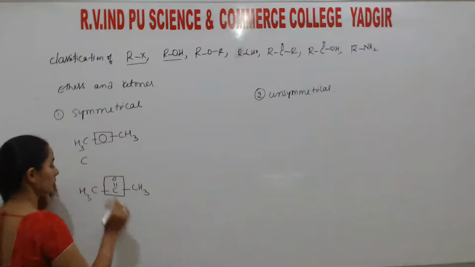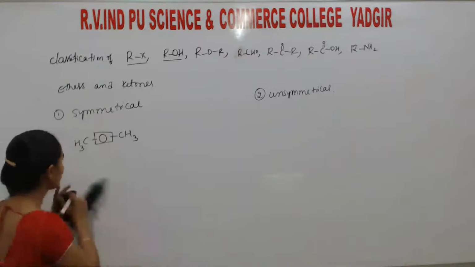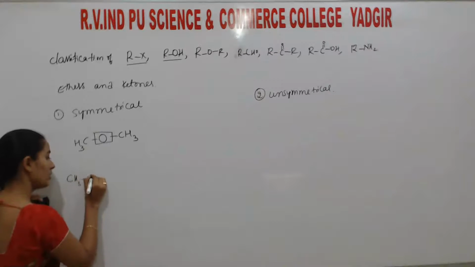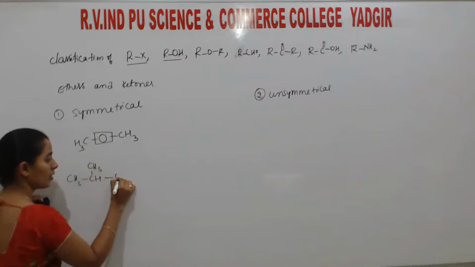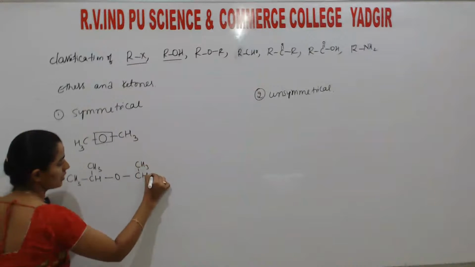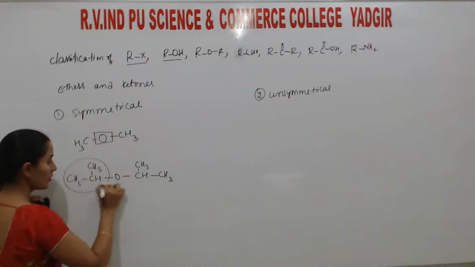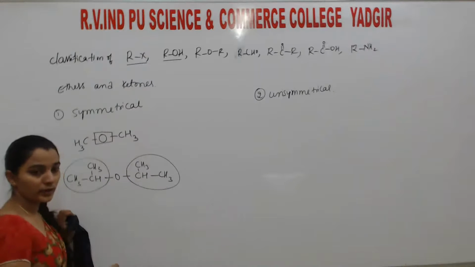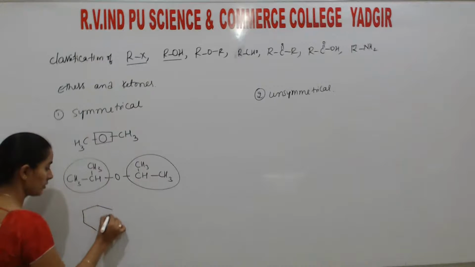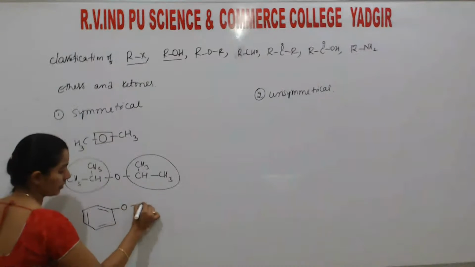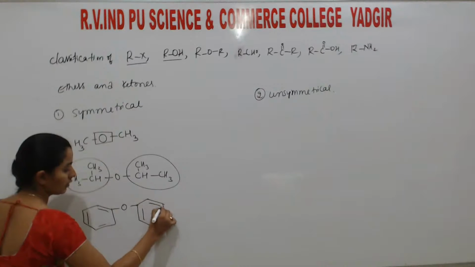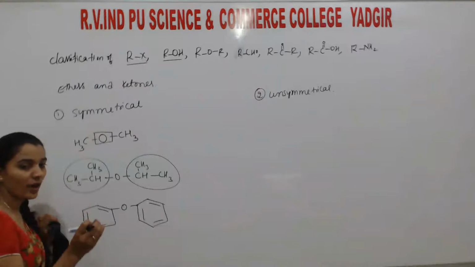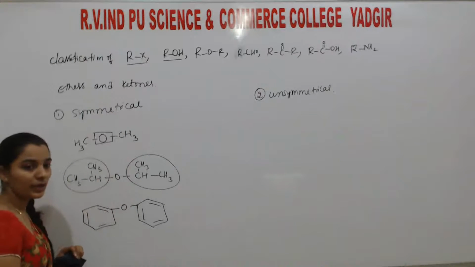You may take another one. I am not writing ether, I will write first. Listen, here CH3, CH, CH3, oxygen, CH, CH3, CH3. Of course, no doubt, this group is also the same. This group is also the same. We don't bother about which type of R group it is. And we take benzene, diphenyl ether. On either side of this oxygen atom, the same type of R groups are there, then it is said to be a symmetrical ether.